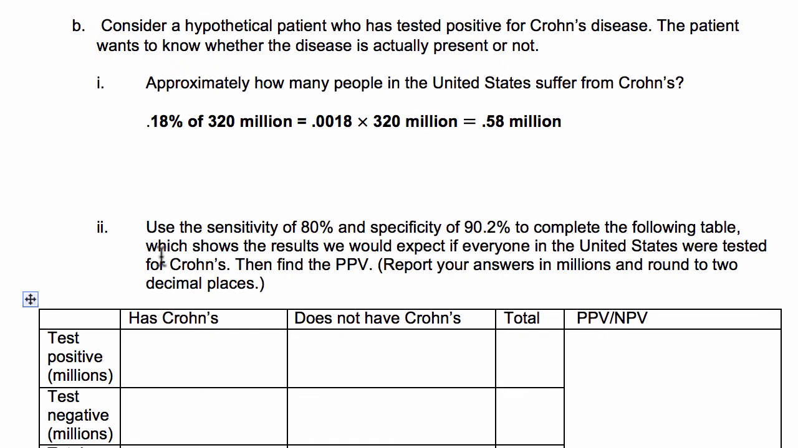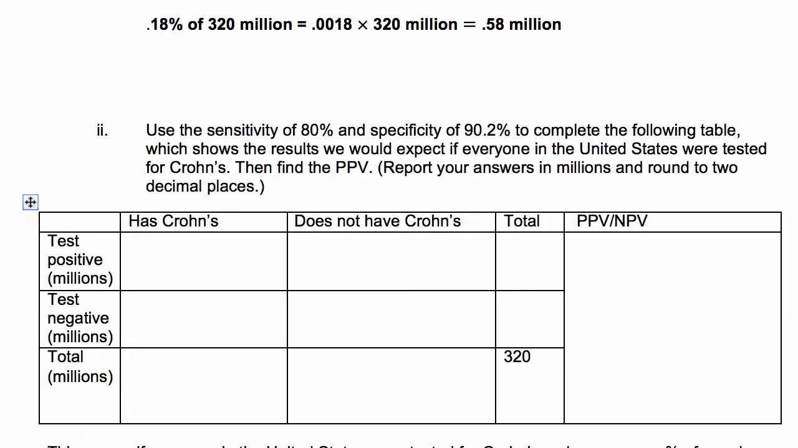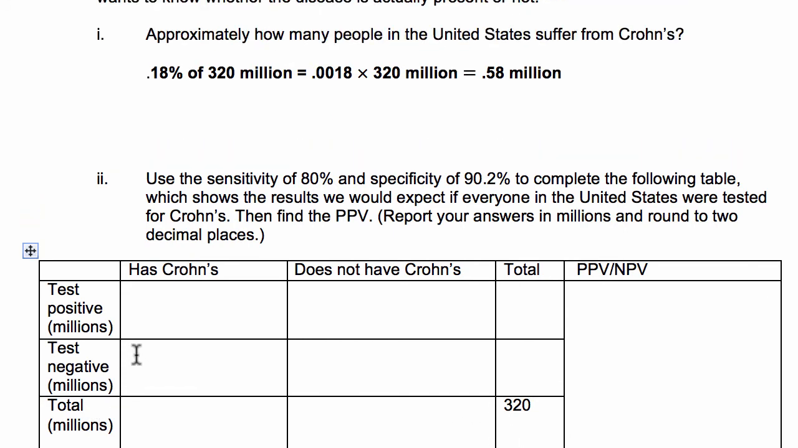Part 2. Use the sensitivity of 80% and specificity of 90.2% to complete the following table, which shows the results we would expect if everyone in the United States were tested for Crohn's. Then find the PPV. Report your answers in millions and round to 2 decimal places. Let's start with the fact that we were given that the population of the United States is roughly 320 million.